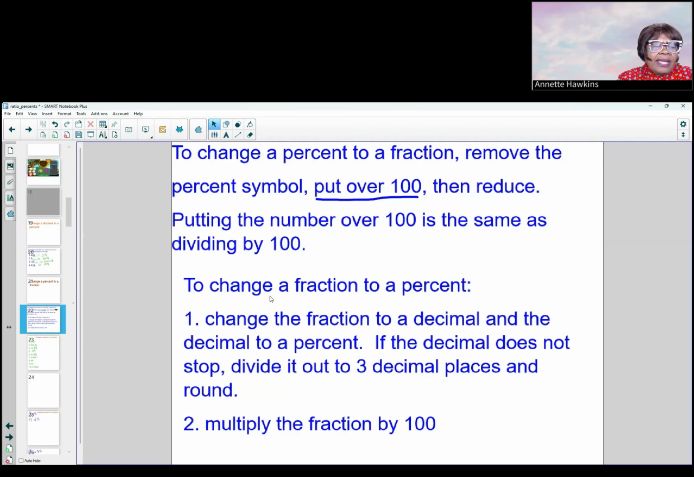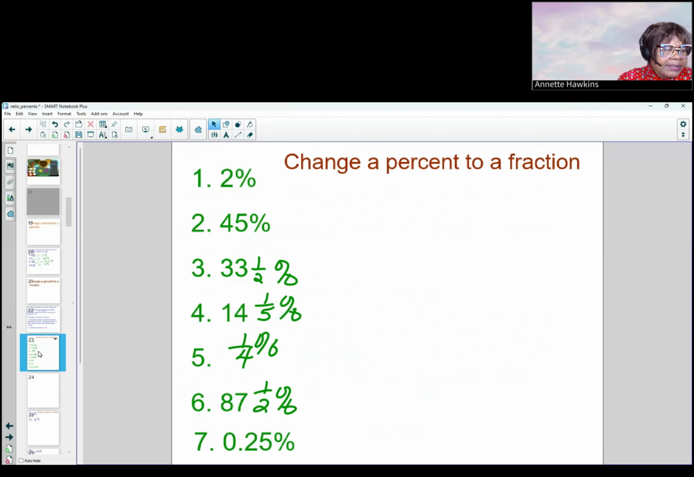Okay, now you can also change the fraction to a decimal and then the decimal to a percent. So we'll look at all of this to see which you like better. Okay, so put it over 100 and then reduce the fraction, or you can change it to a decimal and then change the decimal to a percent. Let's go back and forth, or we can multiply the fraction by 100. So we'll look at the 3 different ways that we can do this. Okay. All right, we want to change a percent to a fraction.